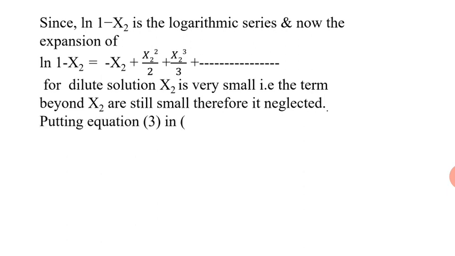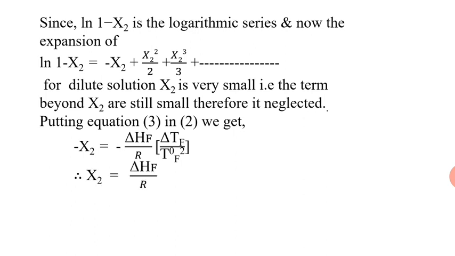Putting the series in equation 4, we get minus x2 is equal to minus delta Hf upon R in a bracket delta Tf upon T0f square. Since the left hand side and right hand side of the equation both contain the negative sign, they get cancelled and we get x2 is equal to delta Hf upon R in square bracket delta Tf upon T0f square.